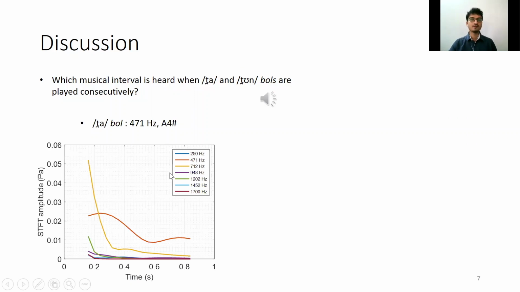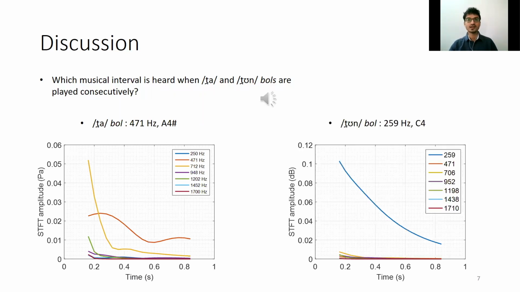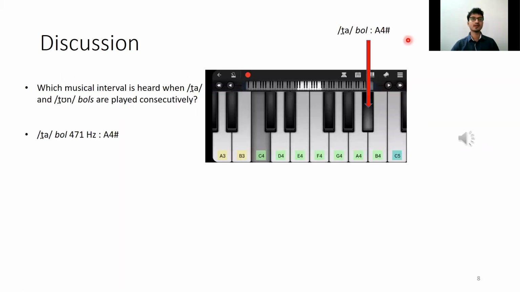The decay curve of ta bowl played by the first tabla player, when plotted in pascals, shows that the second partial at 471 Hz is dominating in the ta bowl. This corresponds to an A4 sharp musical note, whereas a similar curve of tun bowl shows that the first partial at 259 Hz is dominating. This corresponds to C4 musical note. Ta bowl gave the A4 sharp note, and tun bowl gave the C4 note.